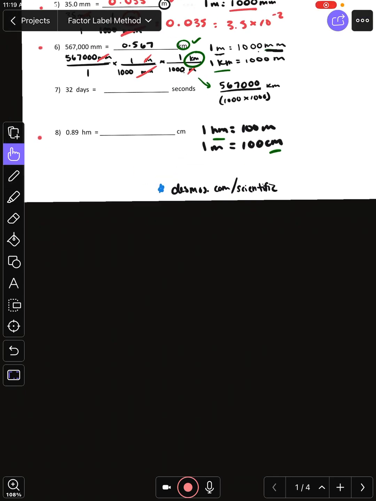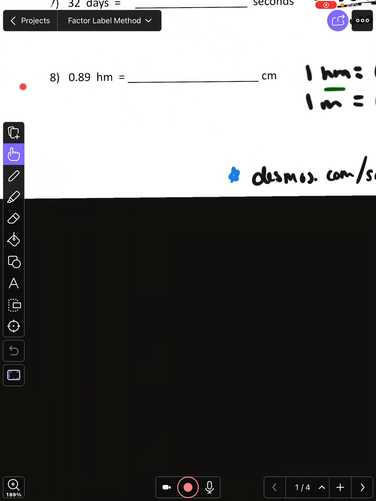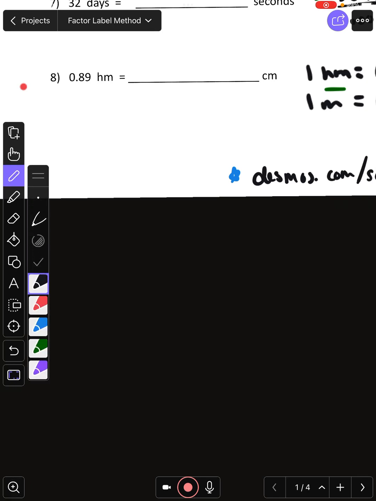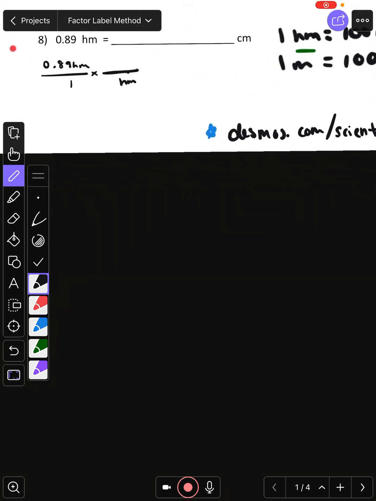So I'm going to zoom this in. There we go. And I'm going to write 0.89 as a fraction. Now you might think, oh, I could hit the fraction button in my calculator. I'm going to do 0.89 hectometers over 1. That might make the math people uncomfortable, but I am not worried about it. Okay, so I'm going to go first from hectometers to meters. So hectometers in the denominator, meters on top, because I want that to go away. And since 1 hectometer, there are 100 meters.